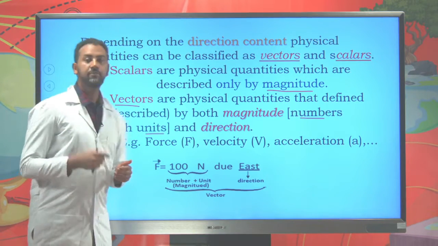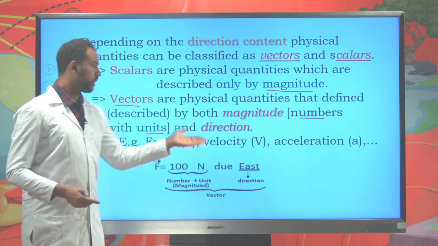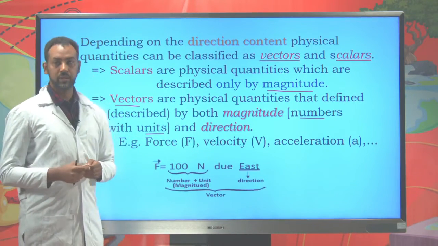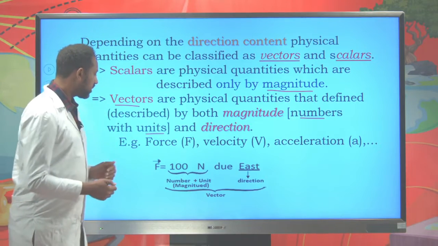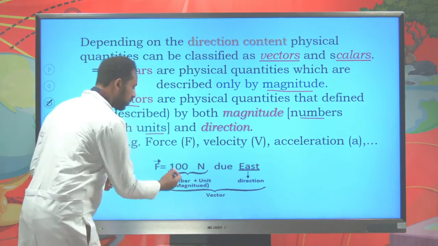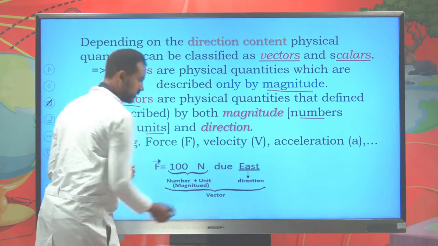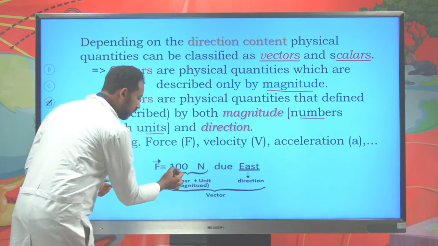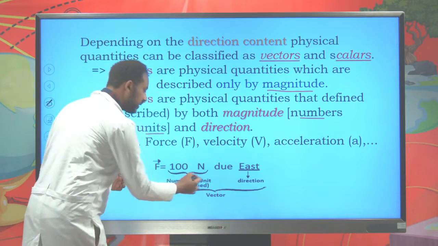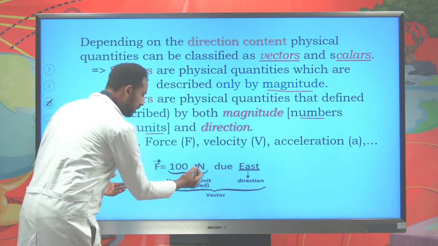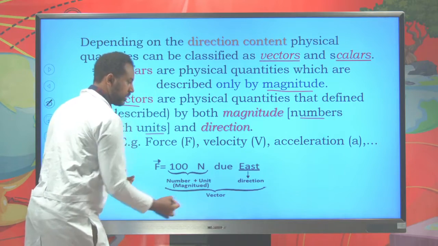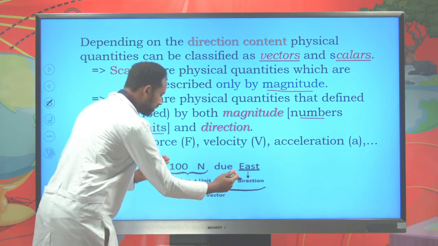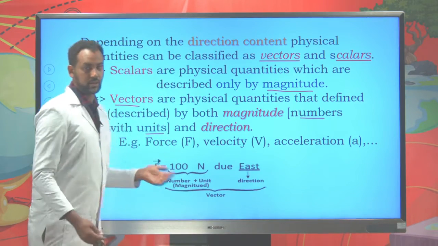Some of the common vectors are force, velocity, acceleration, momentum, and so on. We have a lot of vector quantities. Suppose here you have a force acting 100 Newton due east. 100 is a number, Newton is the unit. Therefore, number plus unit is called magnitude, whereas east is the direction. Therefore, vector quantities always consist of both magnitude and direction.